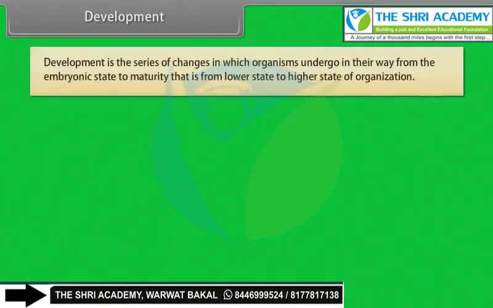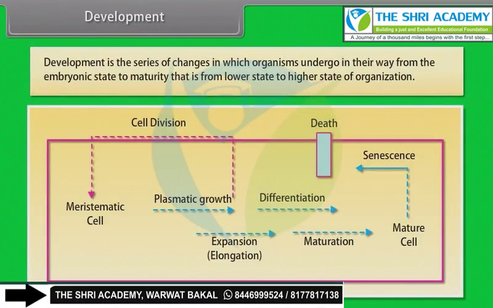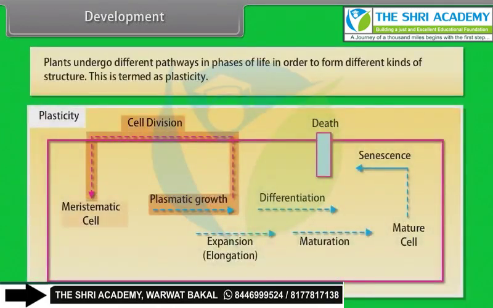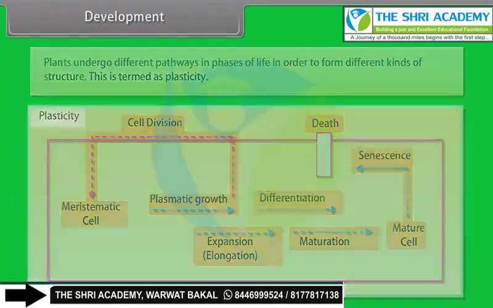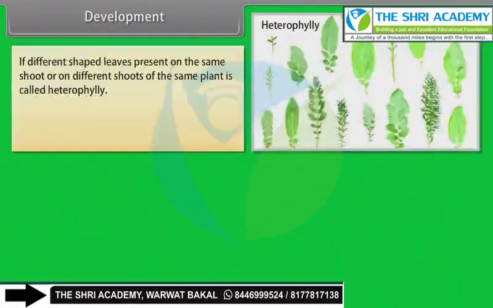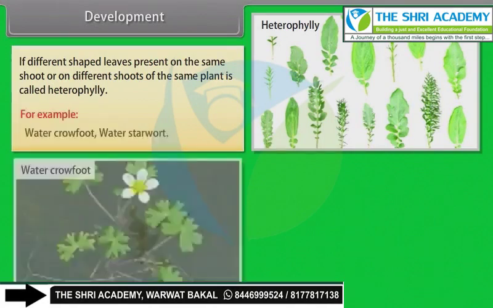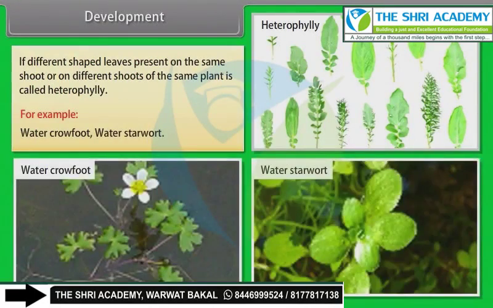Development. Development is the series of changes which organisms undergo on their way from the embryonic state to maturity, that is, from a lower state to a higher state of organization. Plants undergo different pathways in phases of life in order to form different kinds of structures. This is termed plasticity. If different shaped leaves are present on the same shoot or on different shoots of the same plant, it is called heterophylly. For example, water crowfoot and water starwort.